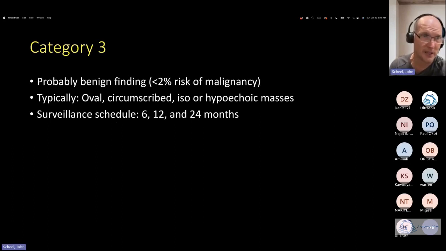BI-RADS category 3 is probably benign. It has a less than 2% risk of malignancy, and typically for ultrasound, you're using it for oval circumscribed masses that are iso or hypoechoic, and you follow them at 6, 12, and 24 months. The idea is that these are almost always a fibroadenoma, but not always. So they need to be followed, and if they grow 20% or more, they need to be biopsied. If they don't grow or they stay within a certain range of size difference, they can be continued to follow safely.